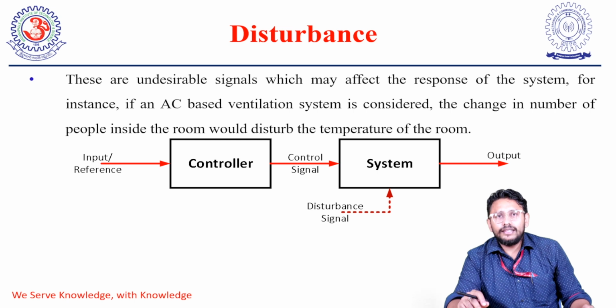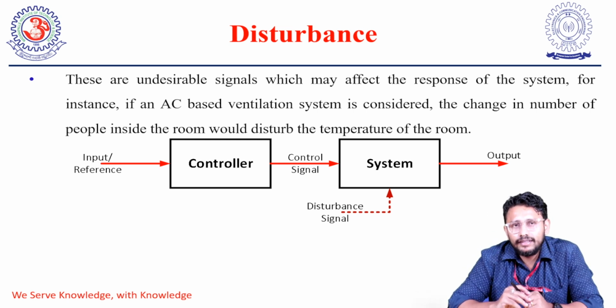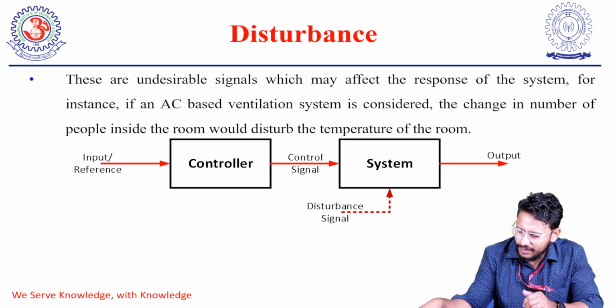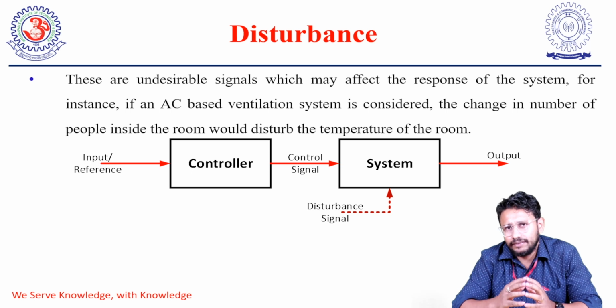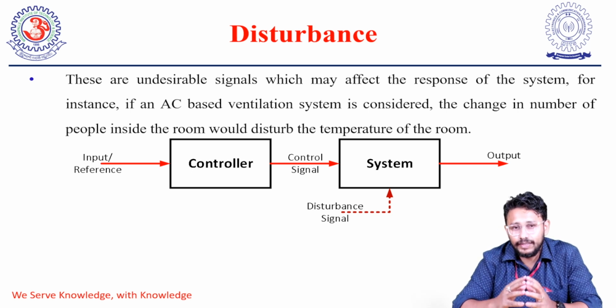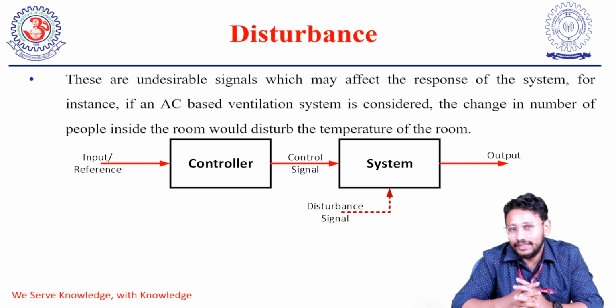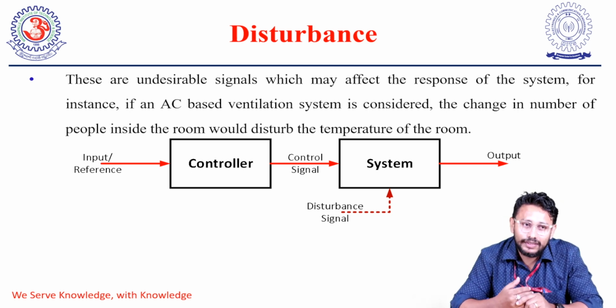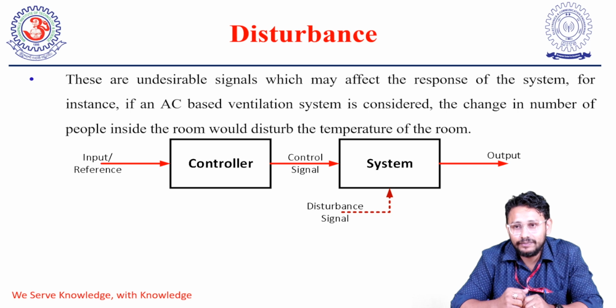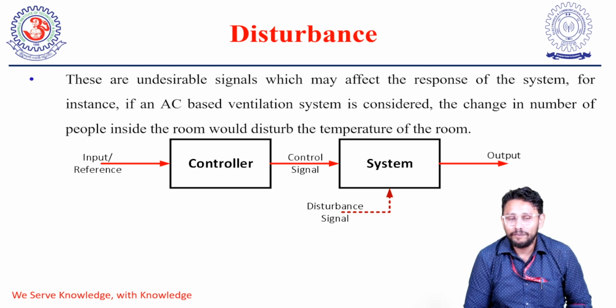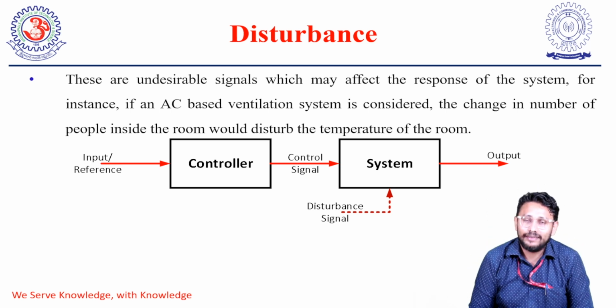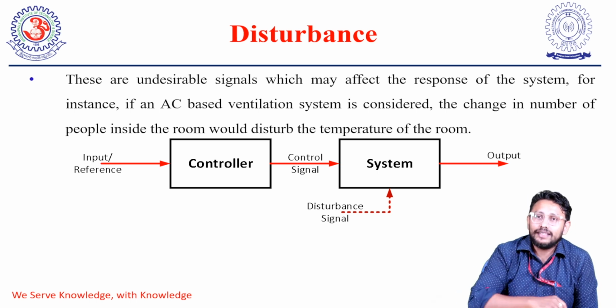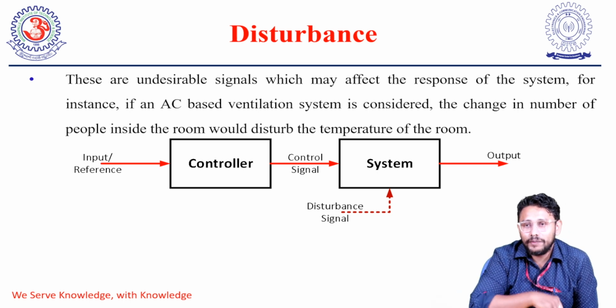There is a term called disturbance in control systems. These are the undesirable signals which would affect the response of the system. Suppose we consider an air conditioner based ventilation system in a closed room, as we discussed earlier. The input is an excitation in the form of electrical energy and the output is change in temperature. Say for instance, we begin with a room which has two people inside, two of you, your friends maybe. And there is a sudden change in the number of people.